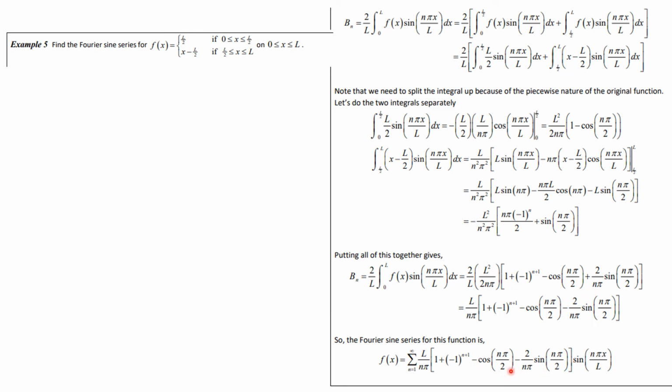Now you might think this is always 0, but sometimes n is even, sometimes n is odd. And so this is actually probably the most convenient way to write those.